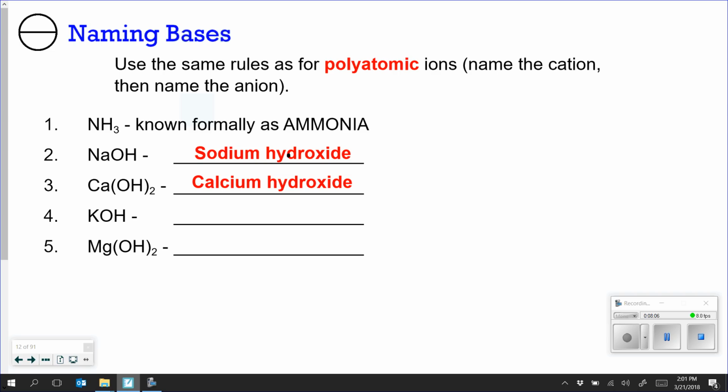Ca(OH)2, calcium hydroxide. Potassium hydroxide. And magnesium hydroxide. And all of them, naming the cation, then naming the anion. The only different one would be ammonia, which is NH3.